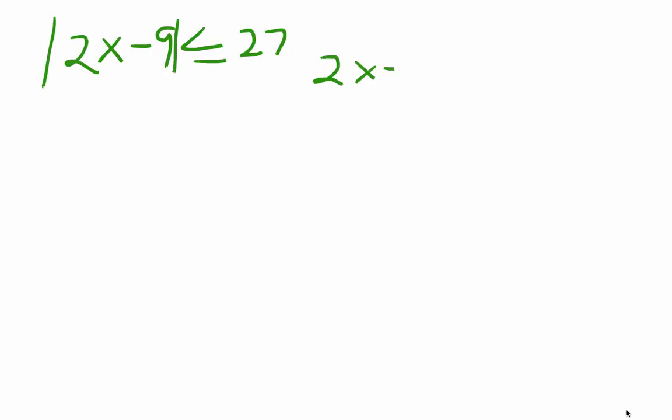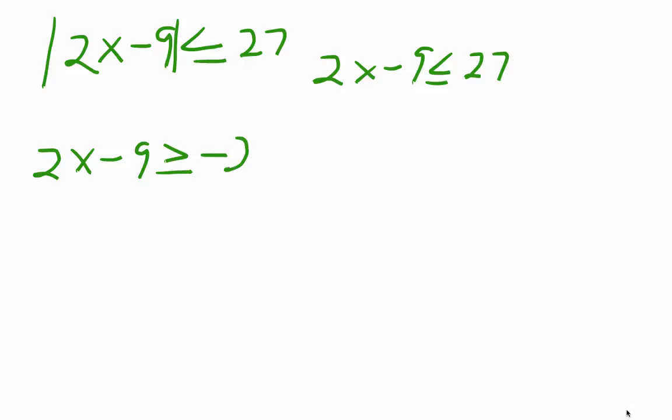So let's try another one here. We'll say the absolute value of 2x minus 9 is less than or equal to 27. So once again, we just drop the absolute value marks. So we have 2x minus 9 is less than or equal to 27. And I'll write the other one down here. 2x minus 9, and we have to flip the sign because we can have two answers, greater than or equal to, and you have to make that its opposite there, so it'd be negative 27.